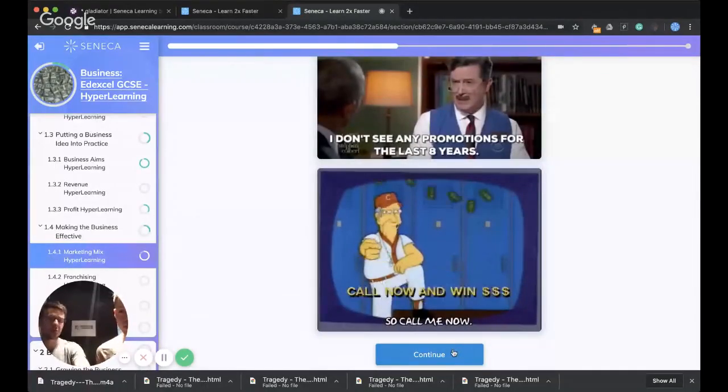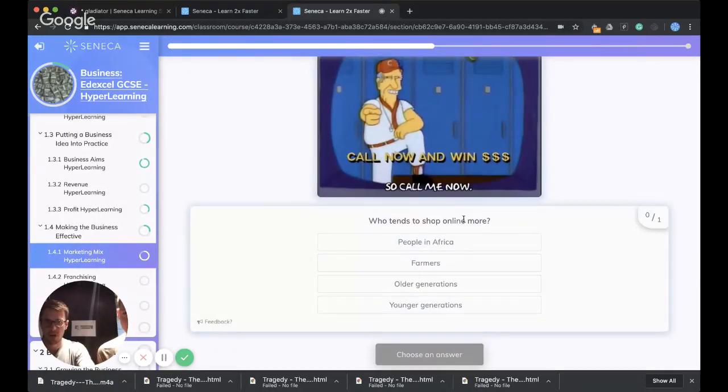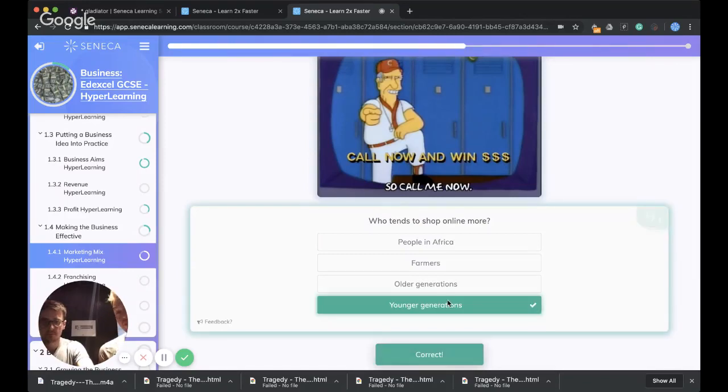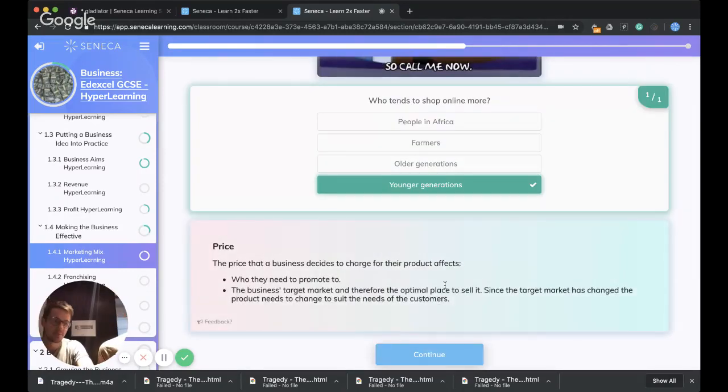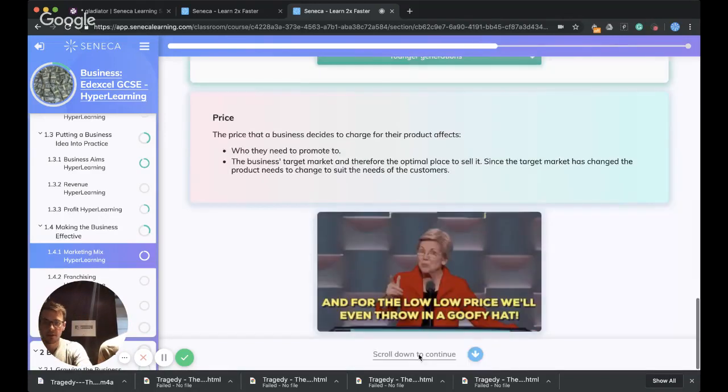Call him now to win dollars. Or pounds, I don't know. Who shops more online? I want to say farmers, but I know it's not. I know it's the younger generation, but I think it should be farmers. You can get some good stuff online. You can get your fertilizer. That does make more sense. Hot dog mascot. Love that. They probably spend a third online. Yeah, that's true. No fraud coming in with that answer.